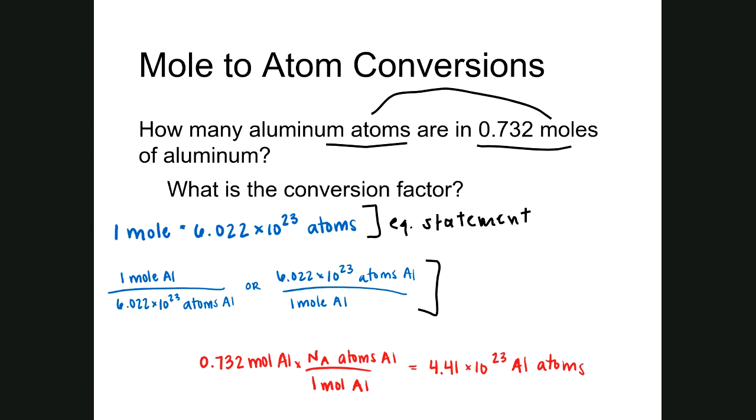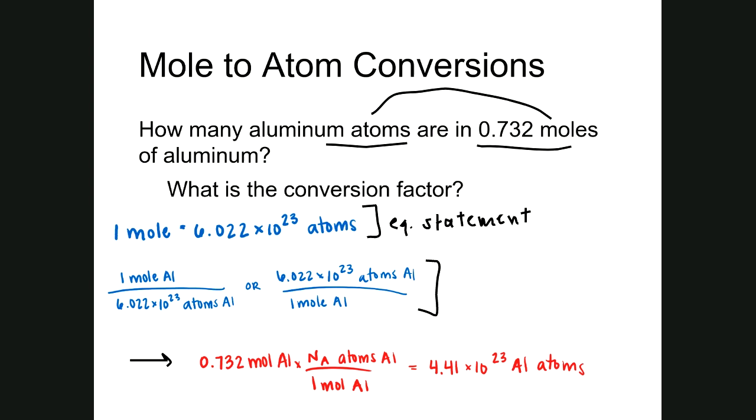So remember, in order to get to a conversion factor, all we're doing is taking the information from our equivalence statement and making a fraction out of it. So how do we determine which one of these 2 possible conversion factors we need to use? Remember, you always want to start off a dimensional analysis problem with whatever value is given to you in the question. In this case, the value given to us is 0.732 moles, so that's what we're going to start with, which you can see down here in red.